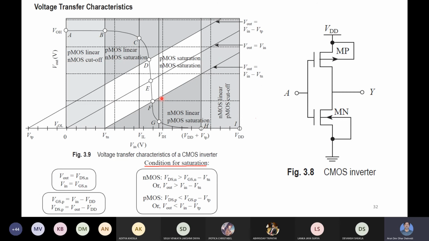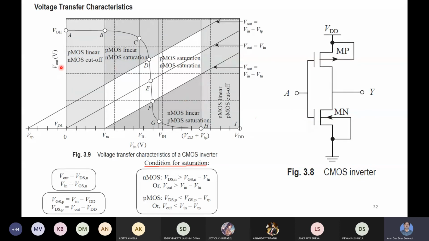So therefore this line is deciding the boundary where NMOS is saturated, and this line is deciding the boundary for PMOS, V out equal to V in minus VTP. Below this, because a more negative voltage makes the PMOS saturated, and a more positive voltage makes it linear. So PMOS is saturated below this line, and above this line it is linear region, and NMOS is saturated above this line, and below this line it is in linear region.